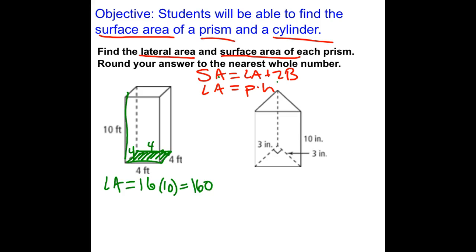Now to get the surface area, you also need two bases, so that's what I would find next. The shape of the base is a square, so that's just base times height. When the base and the height are both 4, I go 4 times 4 and I get 16.